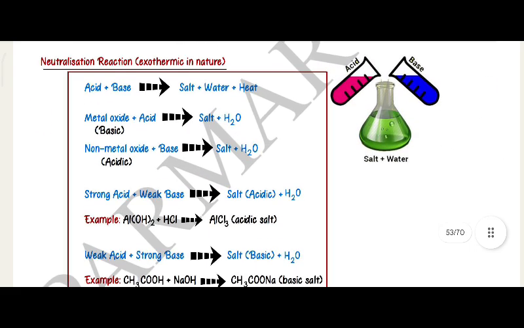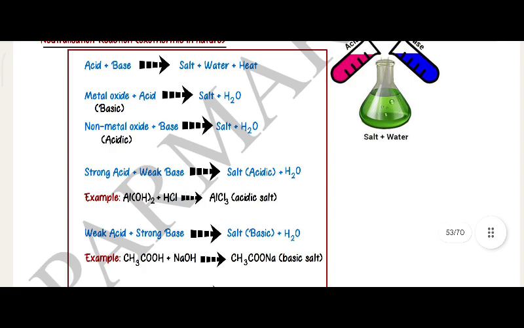Neutralization reaction, exothermic in nature. Acid plus base gives salt plus water plus heat. Acid and base gives salt plus water. Metal oxide (basic) plus acid gives salt plus water. Non-metallic oxide (acidic) plus base gives salt plus water.